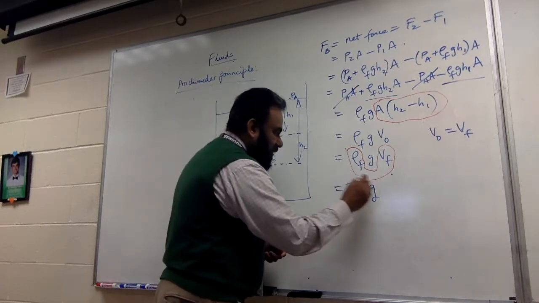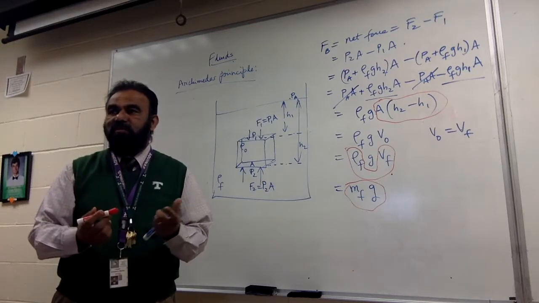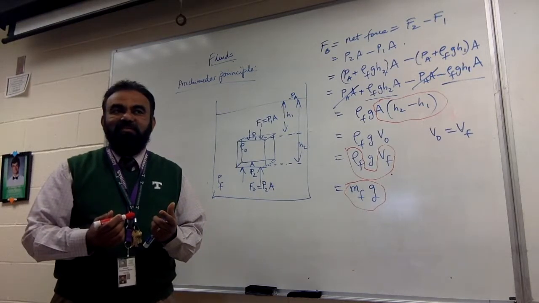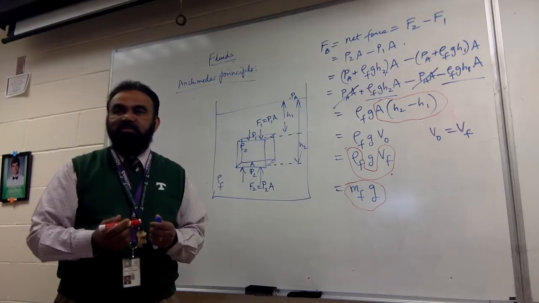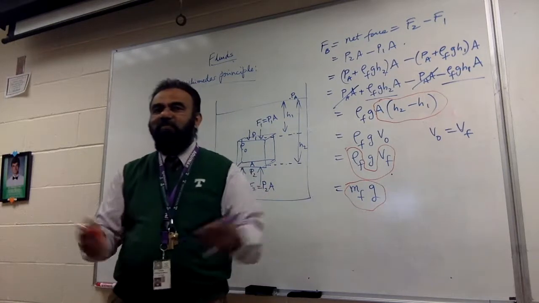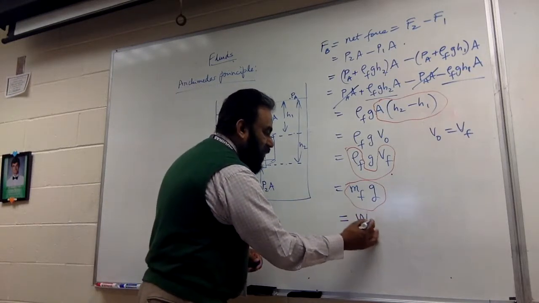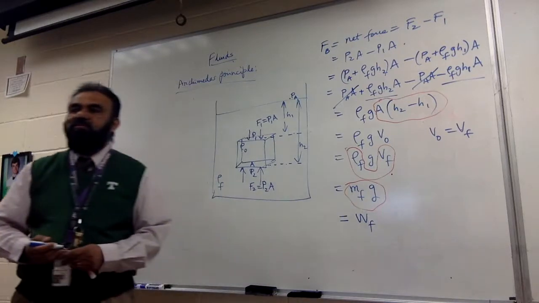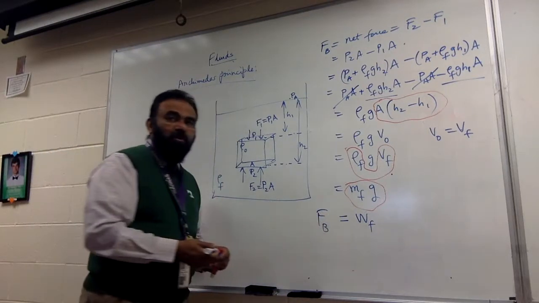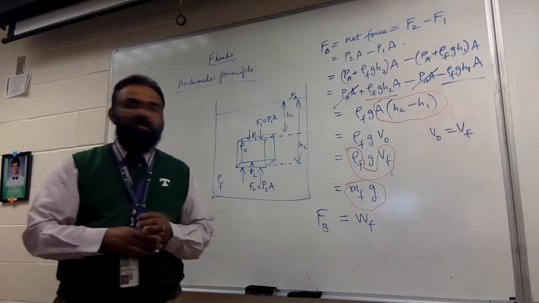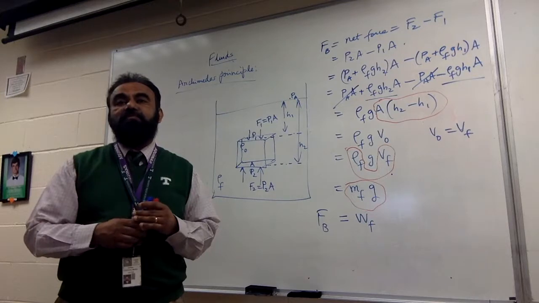Now what is that? The term for it. What is mg? Weight. So this is basically the weight of fluid displaced. So in other words, we have come to this expression that the buoyant force any object is going to experience is equal to the weight of the fluid displaced. That is Archimedes' principle.